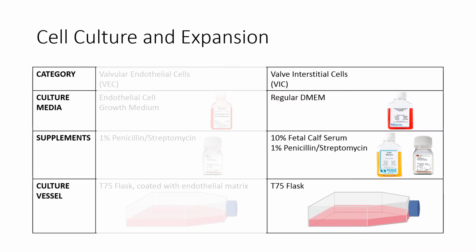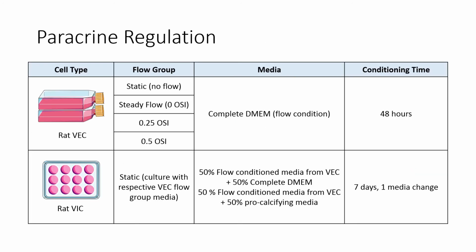To test the effect of paracrine regulation between valve endothelial cells and valve interstitial cells, we also obtained a vial of commercially available rat valve interstitial cells and expanded them in culture. The conditioned media from valve endothelial groups were collected and subsequently used to culture valve interstitial cells with equal volume of fresh media or pro-calcific media for 7 days, with one media change on day 4.